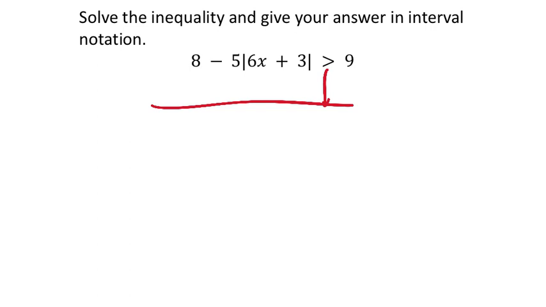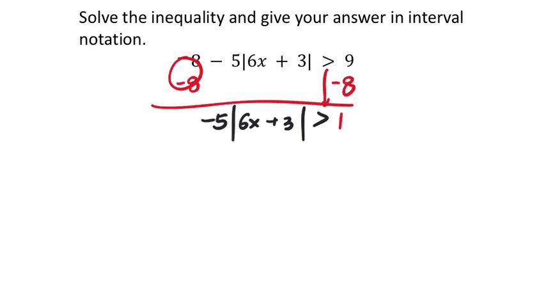Okay, which means that 8, I got to make it go away. And by go away, I mean become 0, right? So that's going to be subtract 8 from both sides. Now I'm left with, on the left side, negative 5 times the absolute value of 6x plus 3, even though I don't really care what's on the inside. Subtraction won't change the inequalities, and 9 minus 8 is 1.